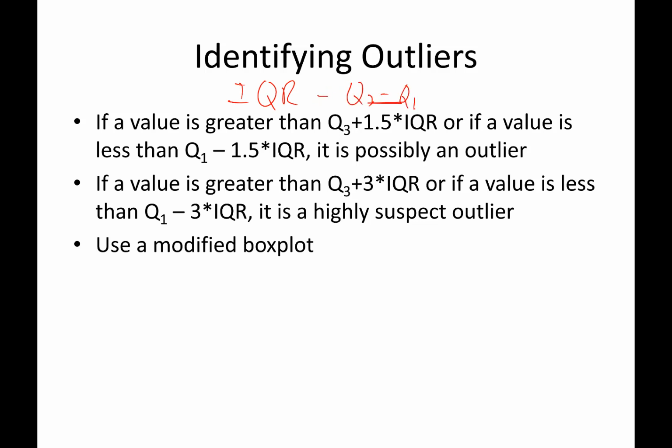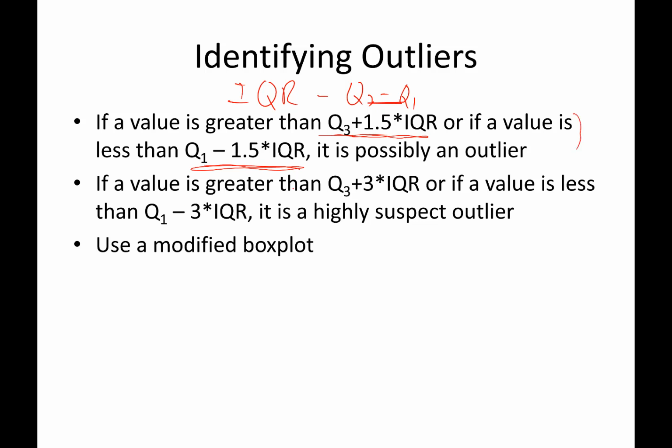The range of our middle 50% of the data in here. And so what we do here is, if a value is greater than 1.5 times the IQR more than Q3, right? Or if it's smaller than Q1 minus 1.5 times the IQR, then again, it's possibly an outlier in there. And so this is another way we have of looking at it.